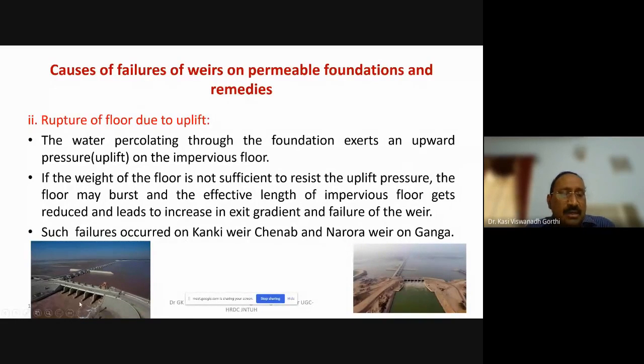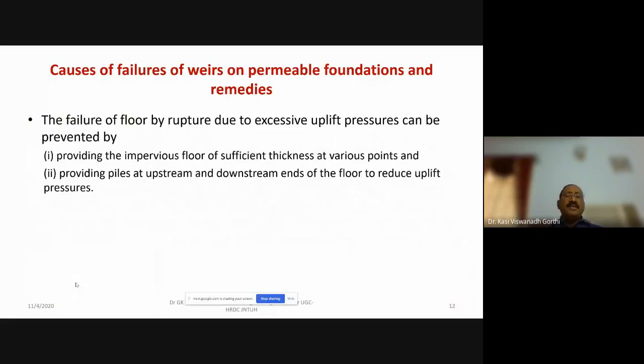You can see here in this figure, this is the downstream floor. Though the weir is provided here, this is the downstream floor portion. Similarly on the upstream side also, there will be a floor portion. So this upstream and downstream floor may lead to rupture, just because there is uplift pressure. The failure of this floor by rupture due to excessive uplift pressures can be prevented by providing an impervious floor of sufficient thickness at various points, and by providing piles at the upstream and downstream ends of the floor to reduce uplift.